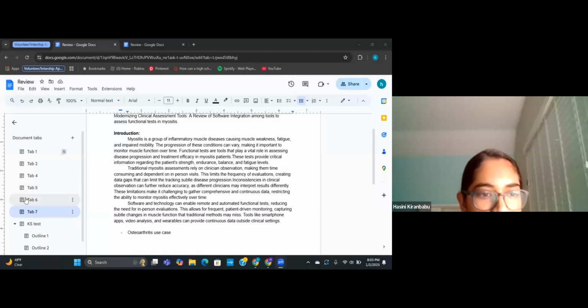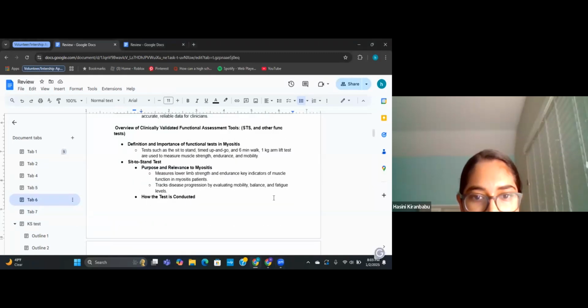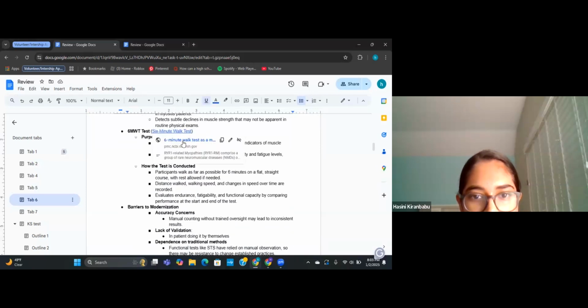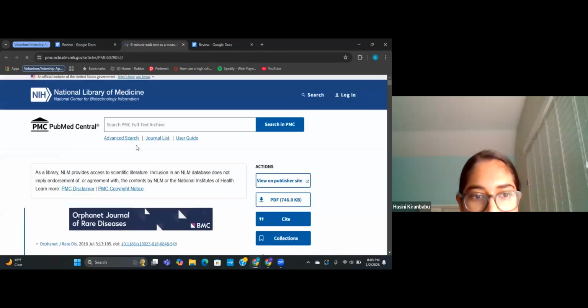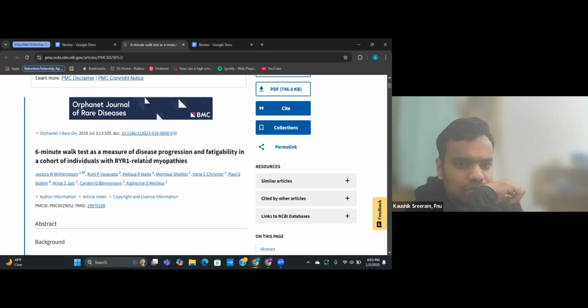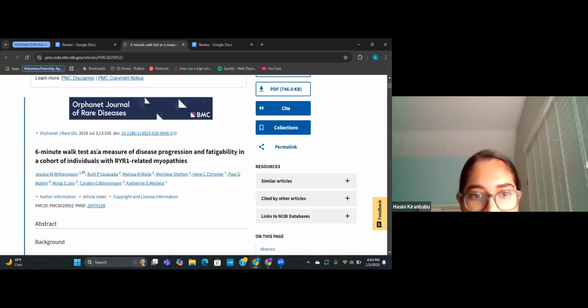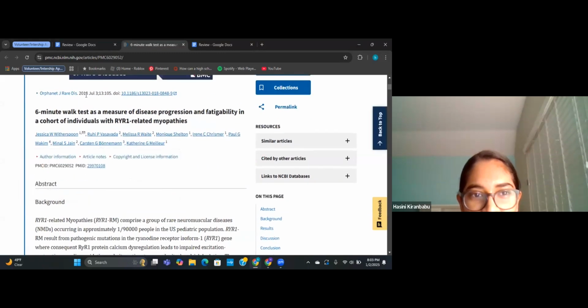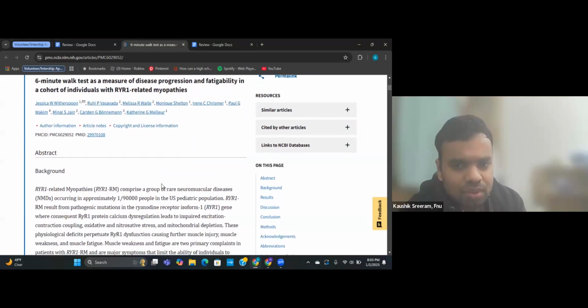Okay, so first things, what did I do? First things first, I found this paper: "6 minute walk test as a measure of disease progression and fatigability in a cohort of individuals with RYR1-related myopathies." Is this the one that you were referring to? Because I couldn't find one from 2017, but this one is 2018, so I thought this was what you were talking about.